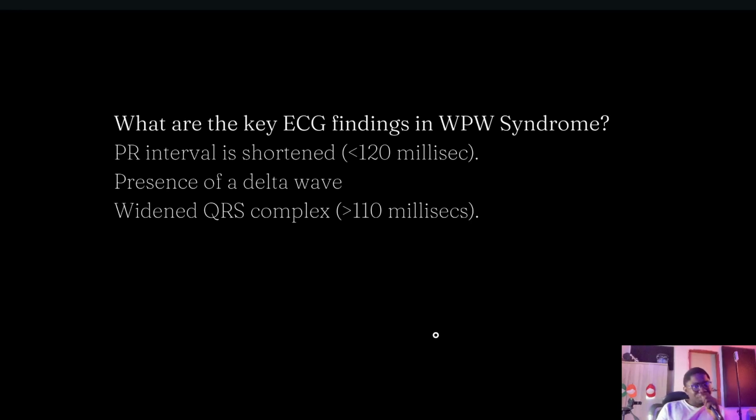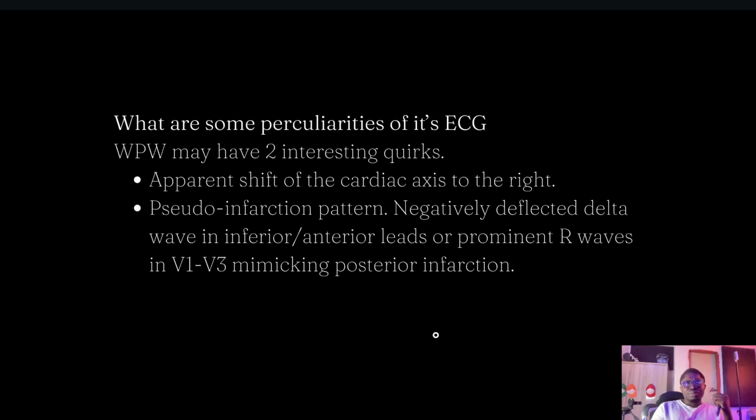talking about. Key findings: PR interval is shortened, like I pointed out, presence of delta wave, and then widened QRS complex greater than 110 milliseconds. Remember, ours is almost 200 milliseconds, right? What are the peculiarities of this ECG? Wolf Parkinson White may have two interesting quirks. There's apparent cardiac axis shift to the right. We did see a cardiac axis shift to the right, but this is apparent because of the pre-excitation.